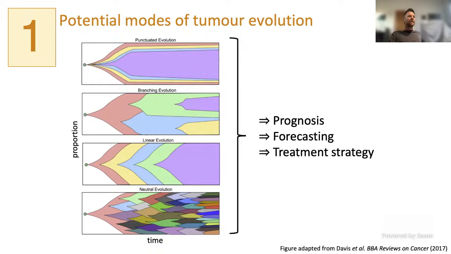So the question then is which of these is really prevalent and which of these should we expect? And this is an important question for prognosis, for predicting what's going to happen with the tumor and for developing an effective treatment strategy.